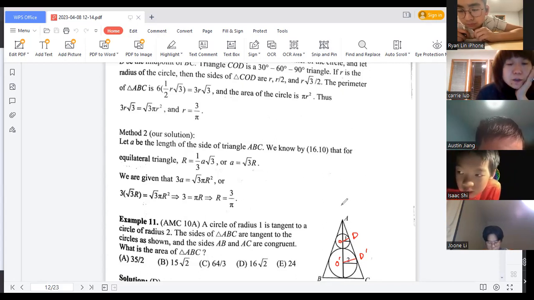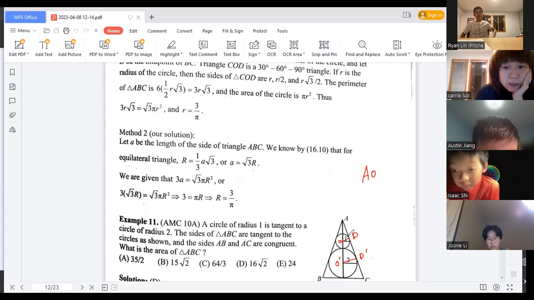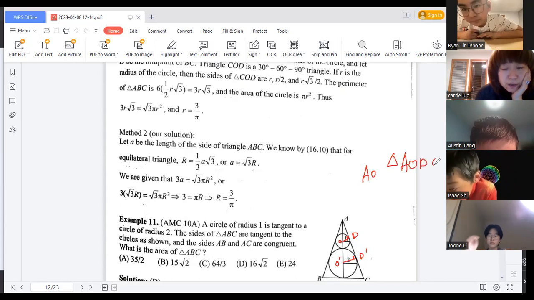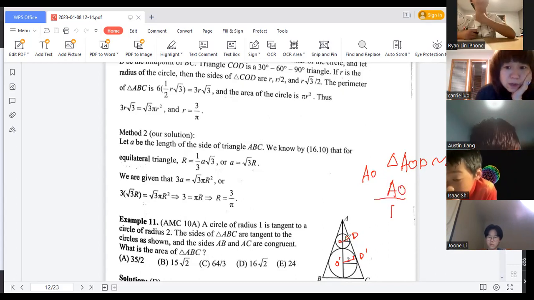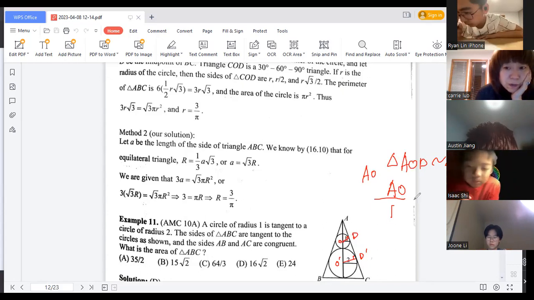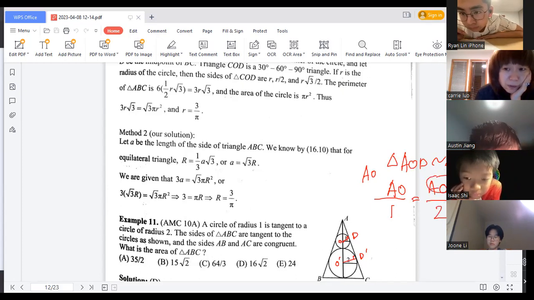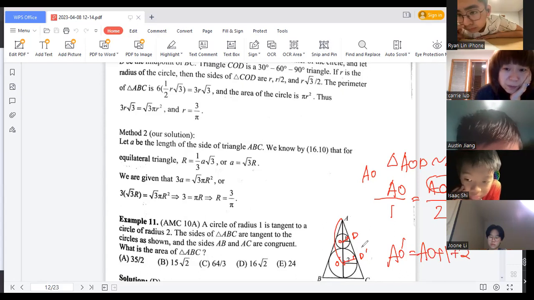Everybody, let's quickly take a look at this one. Okay. AO. 我在这里做一个 because they're tangent to each other, right? So we know that triangle AOD is similar to triangle AO'E, 对不对? Okay, so I can say AO over 1, which is the radius of circle O, equals AO' over 2, right? AO' equals AO plus 1 plus 2, correct? Because this is a radius of 1, this is a radius of 2.